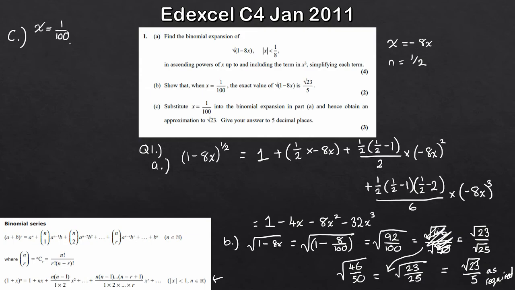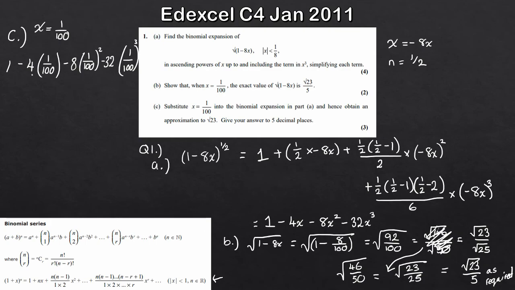So x is 1 over 100. So substituting that into our expansion, this is 1 minus 4 lots of 1 over 100. You can write this as 0.01 if you prefer. It's completely up to you. I'm going to keep it as 1 over 100 for now. Minus 8 lots of 1 over 100 squared. Minus 32 lots of 1 over 100 cubed. Okay, so I'm running out of room. Now at this stage here, what we need to do is plug this into our calculator and work it out.